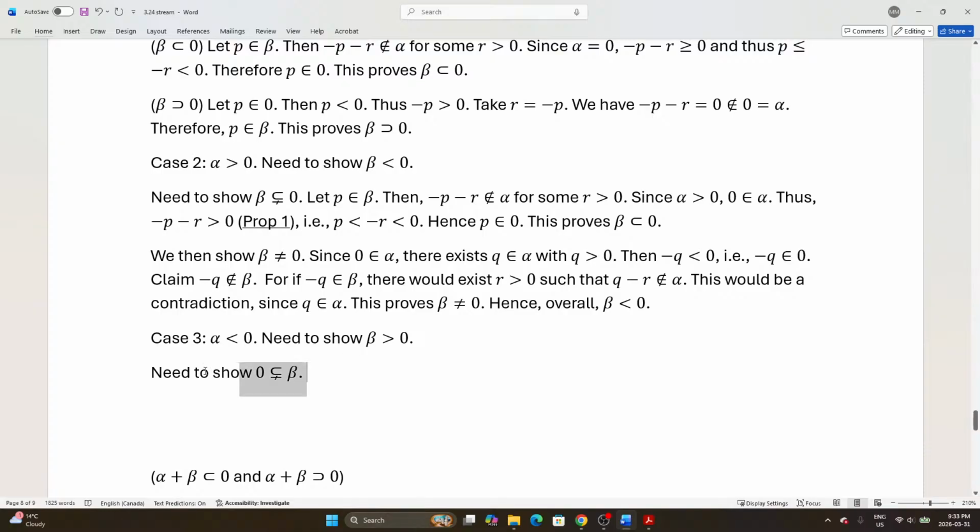Let's suppose for a contradiction. I immediately had an issue because I can't use the condition. If I wanted to show that zero is contained in beta, I'd let something be in zero, but that thing might not be in alpha, right? So let's suppose, for the sake of contradiction, that beta is less than or equal to zero.